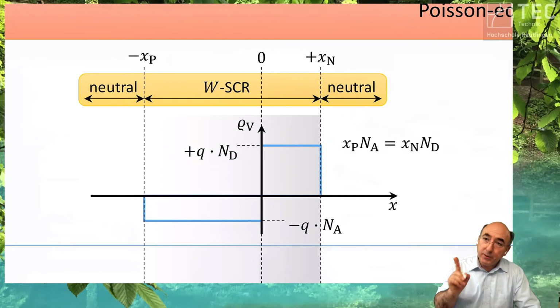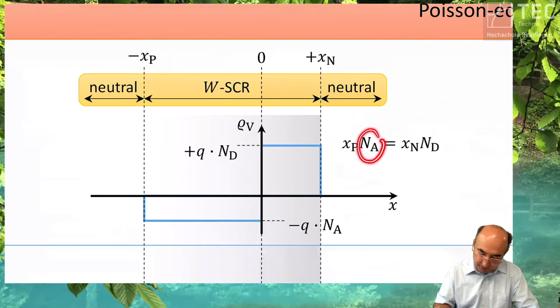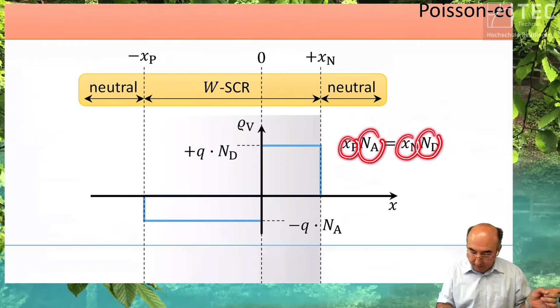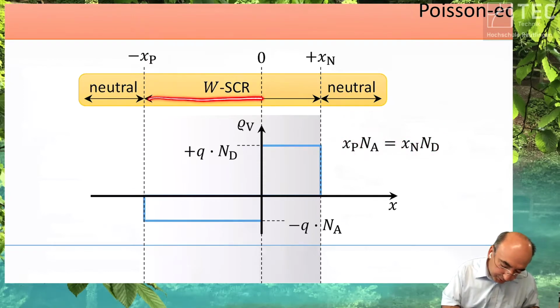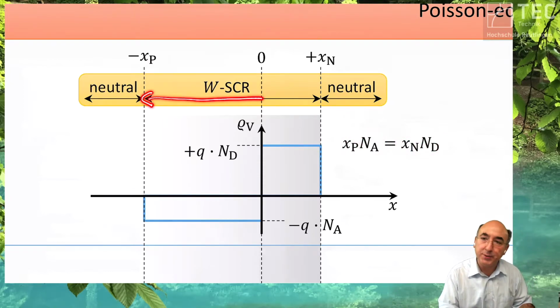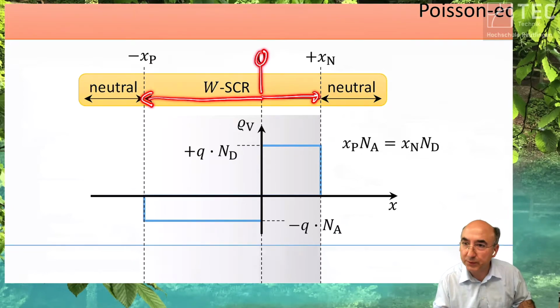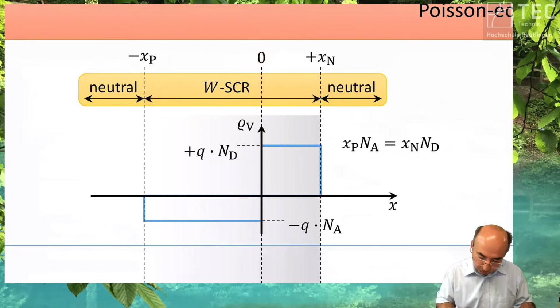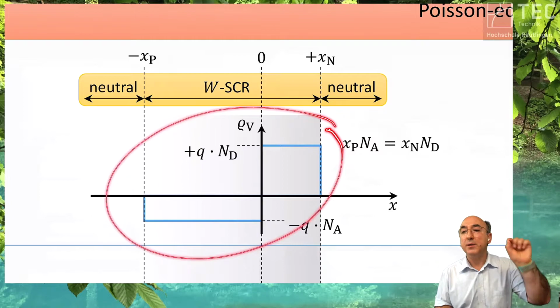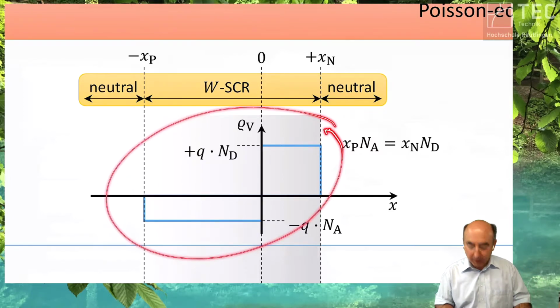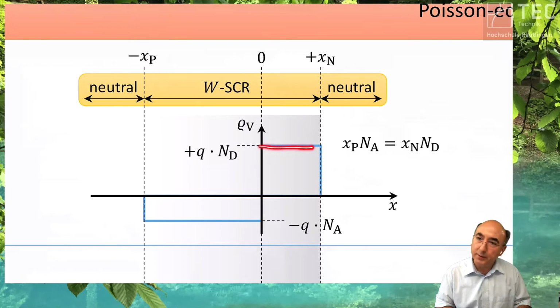And what we know is if one concentration is different to the other concentration, then the space charge region penetration into the semiconductor from the interface is also different. Why? Overall, we need to be neutral. So if one concentration is higher, then the space charge penetration is shorter.